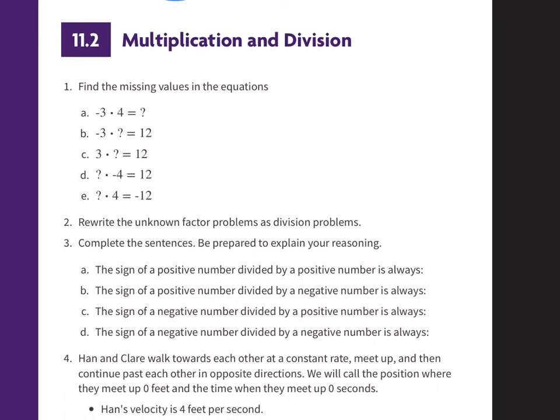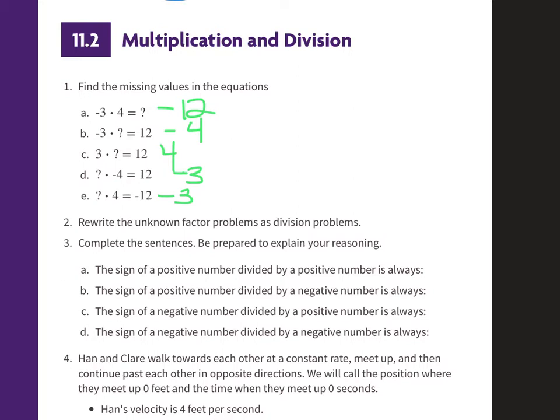Find the missing values in these equations. Well, negative 3 times 4 is, using our calculator, we know it's negative 12. Negative 3 times what is 12? Well, 3 times 4 is 12, a negative times a negative, so this is going to be negative 4. 3 times what is 12? Well, 3 times 4 is 12. What times negative 4 is 12? So 3 times 4 is 12, and a negative times a negative is a positive, so this one's negative as well. And then what times 4 is negative 12? Well, negative 3 again. Okay?